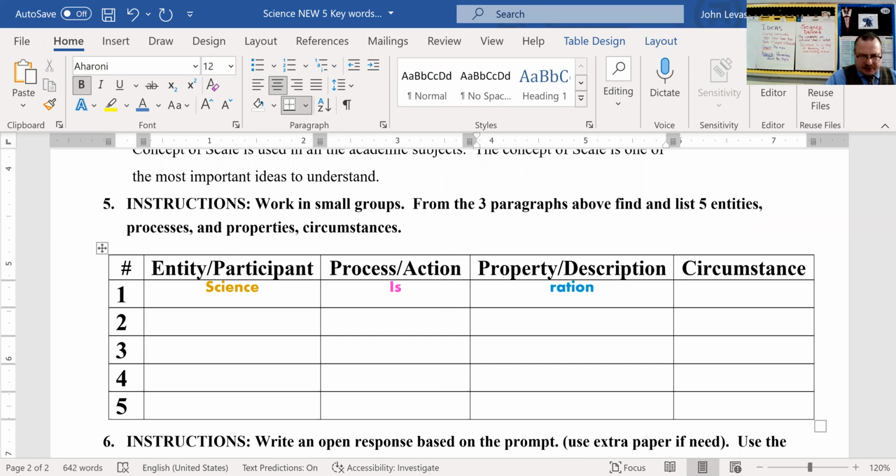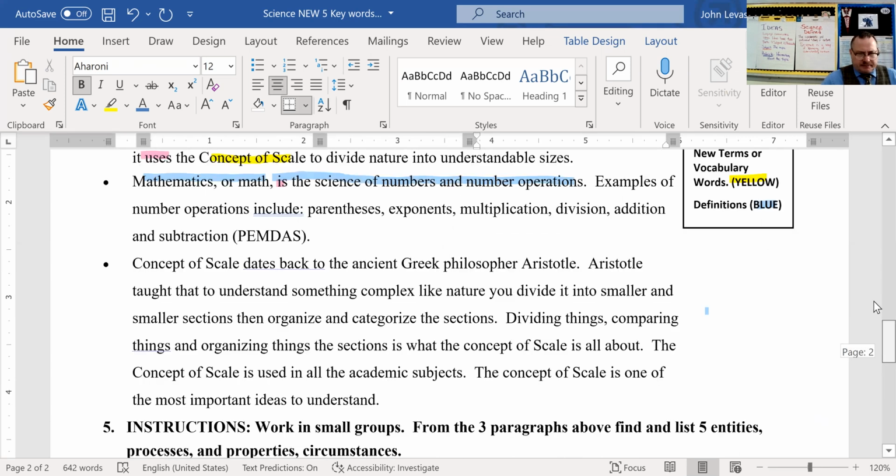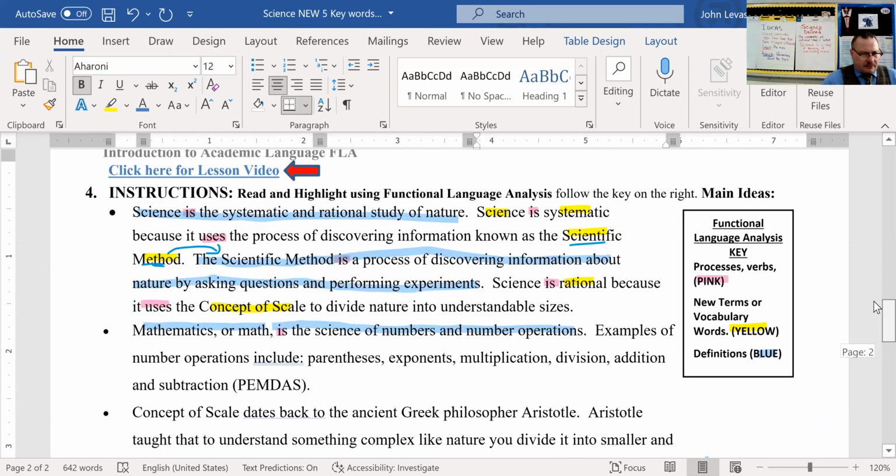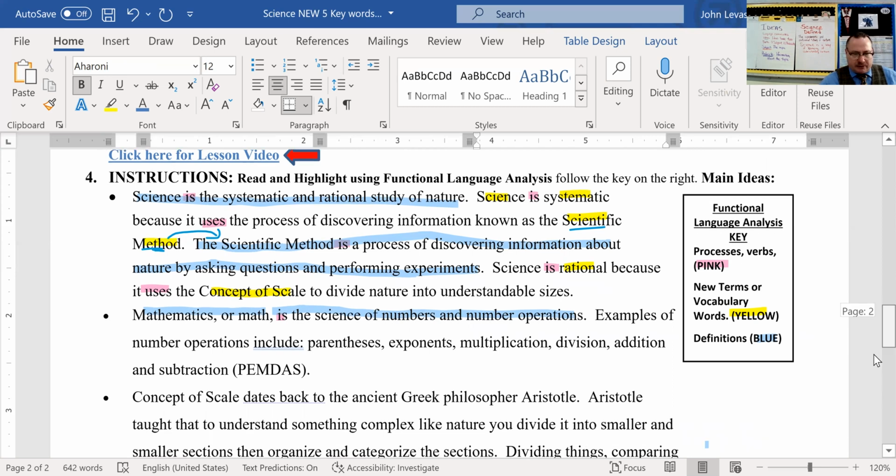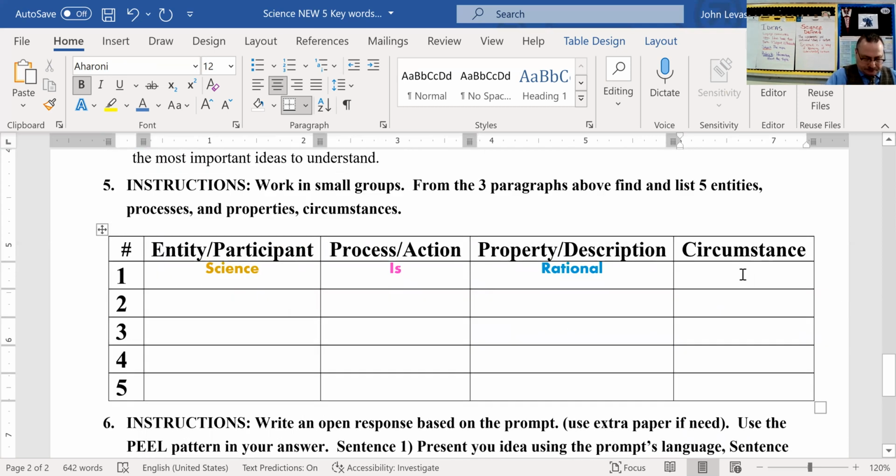So that describes the kind of study and circumstances. About nature, by asking questions about nature, would be an example of a circumstance. It's in that neighborhood, or it points to that, about. So there you have a start to that.